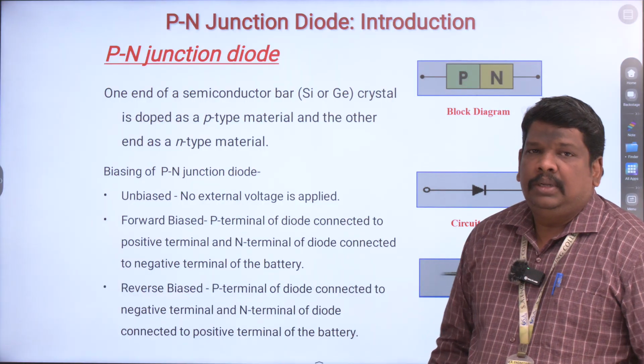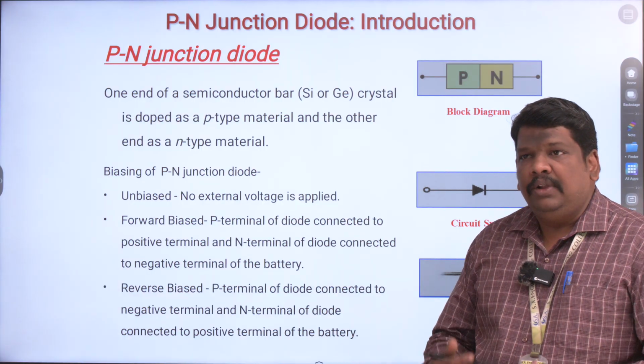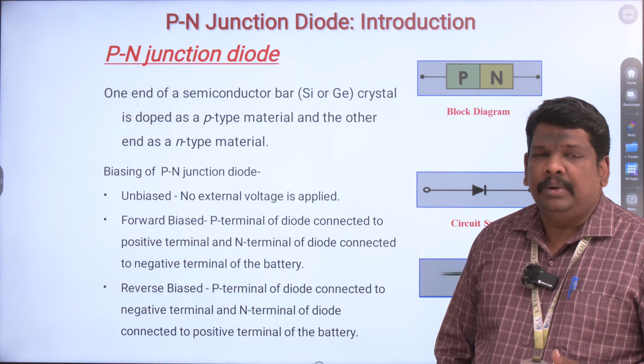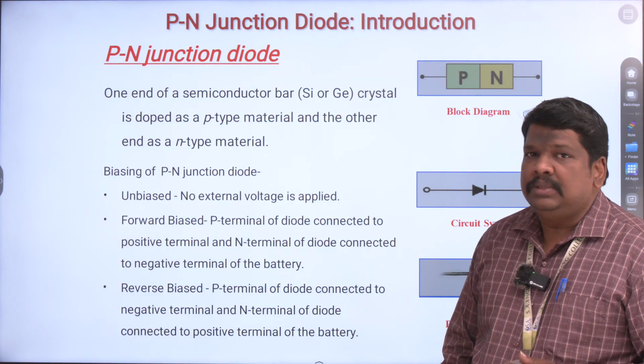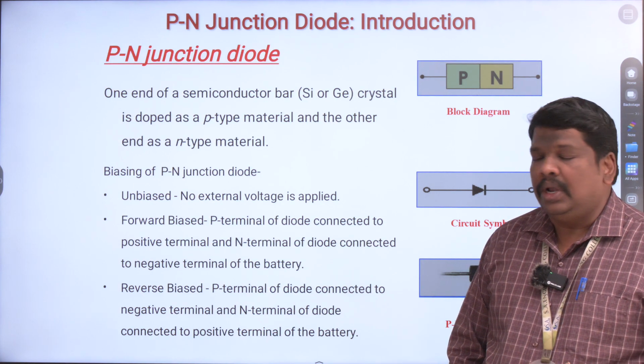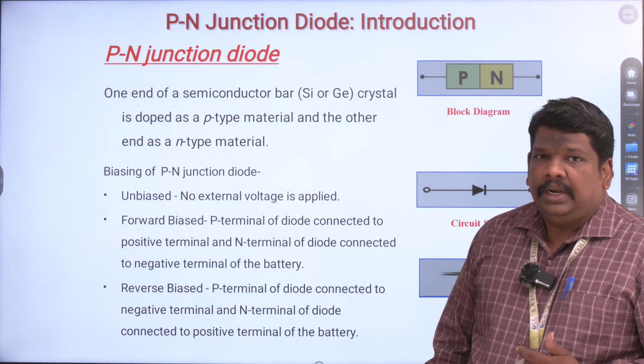Okay, what about your diode? There are different types of semiconductor materials we are going to use. One is your silicon semiconductor material, another one is going to be a germanium semiconductor material. Most probably for forming the PN junction diode we are going to use your silicon semiconductor materials.